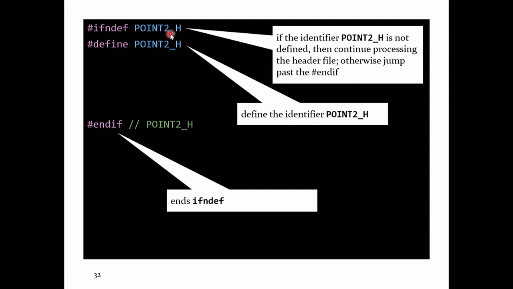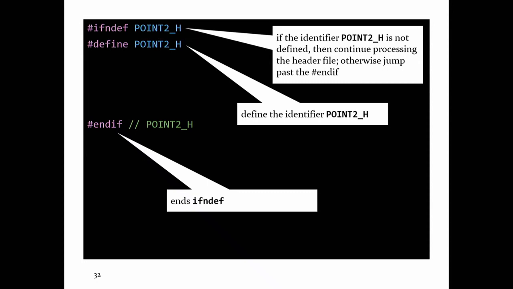So #ifndef point2_h. Typically, this is in all caps. It's the name of your header, it's the name of your type, underscore, and then capital H. So #ifndef is a preprocessor directive. It's not read by the compiler, it's read by the preprocessor. The preprocessor command here says if not defined. So it's looking for a name, point2_h.